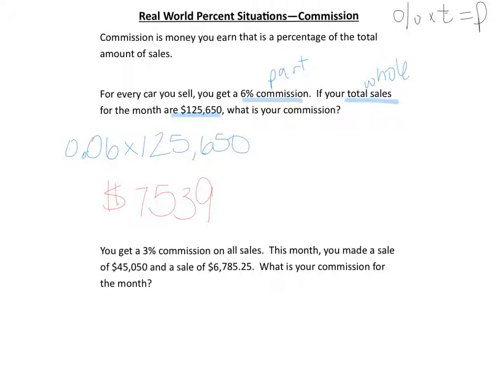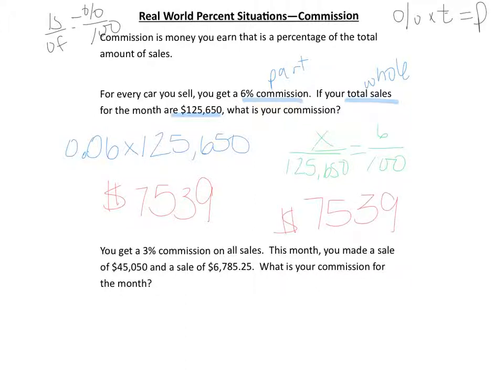We're dealing with is over of, or part over whole, equals percent over 100. So it's going back to that idea. So the 6 is going to go over the 100. And the total sales, that's your whole amount. It's going in the bottom. And we don't have our part. Cross multiply, divide, you get $7,539. Same answer. So again, go with the one that makes the most sense to you. It doesn't matter to me which one you pick.